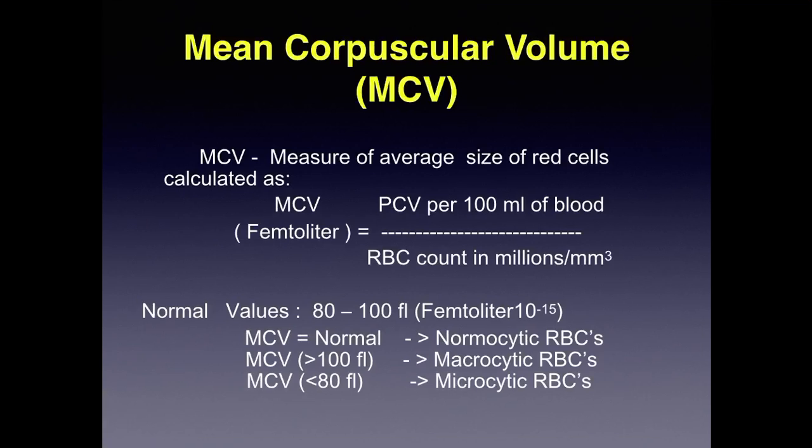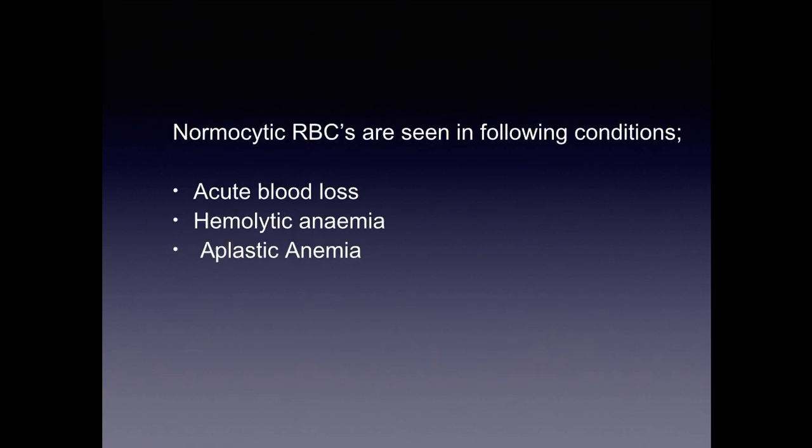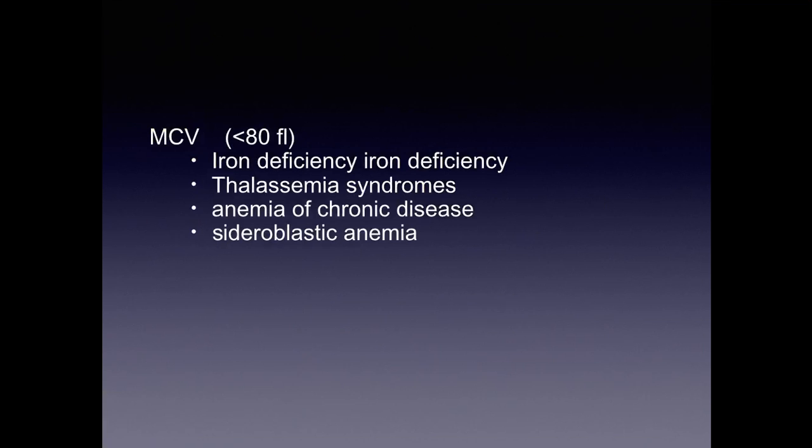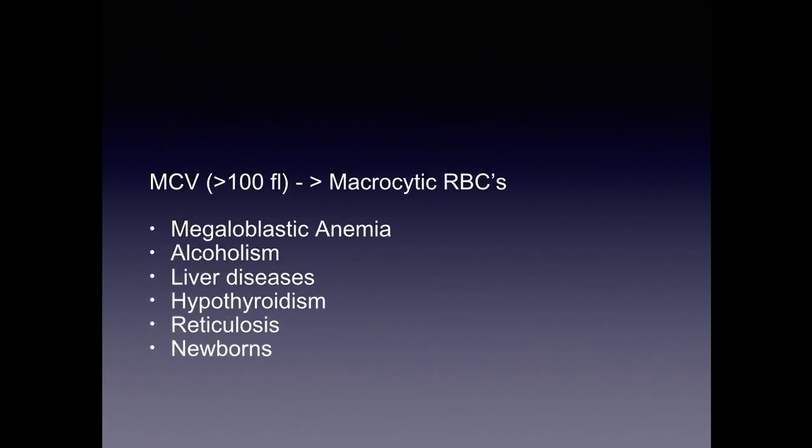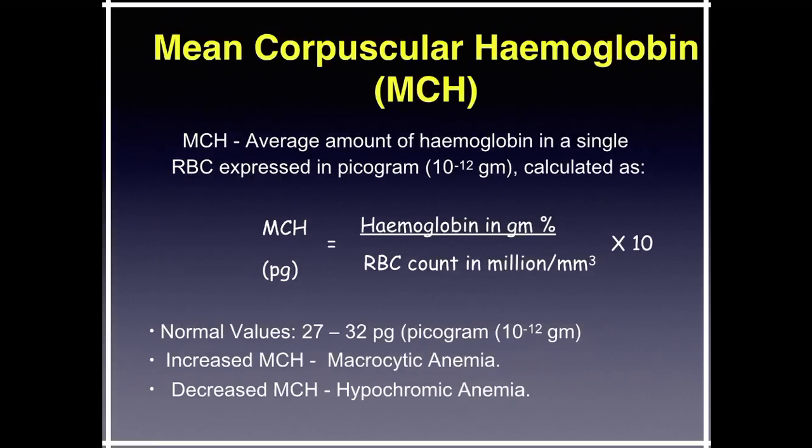So normocytic RBCs can be seen in certain anemias like hemolytic anemia and aplastic anemia, whereas microcytic RBCs are seen in iron deficiency anemia, thalassemia, and anemia of chronic disorders. Similarly, macrocytic RBCs are seen in megaloblastic anemias, liver disease, and alcoholism.